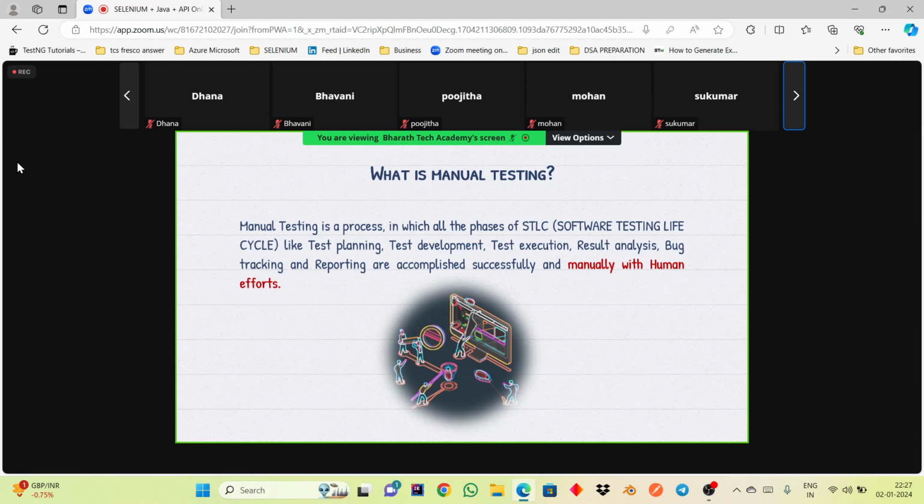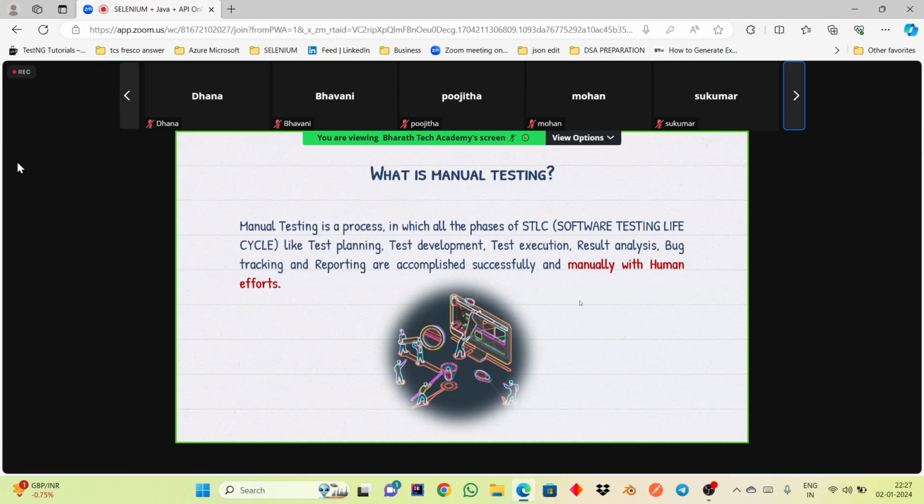If you do the planning, development, execution, result analysis, if you complete every activity manually without using any additional software, then that particular process we call manual testing. Got it, guys? Everyone understood? All these software testing life cycle activities, if you do them manually without using any software, that is what manual testing is all about. Got it, everyone?